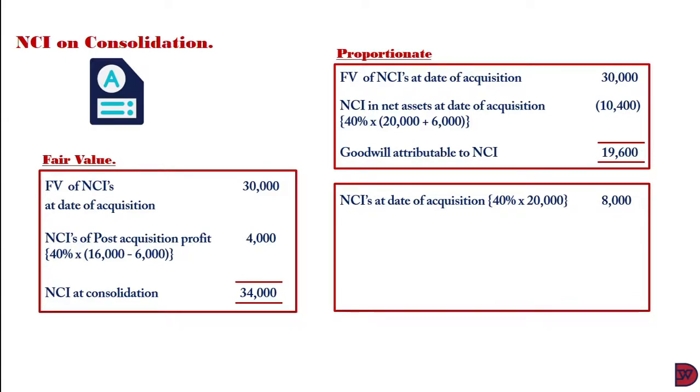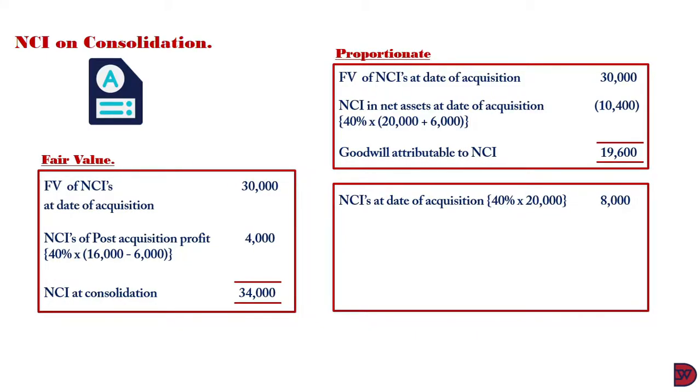So we again bring the NCI at the date of acquisition. We will use the proportionate method. So we pick the 40% holding of this non-controlling interest. Then we multiply it on the share capital of the subsidiary, $20,000, giving a value of $8,000.